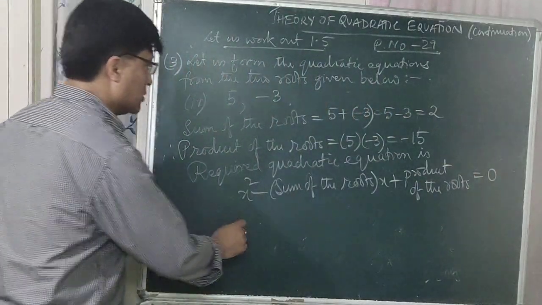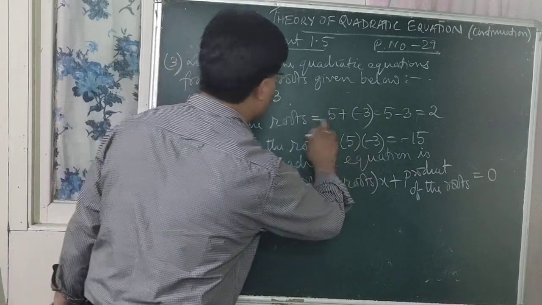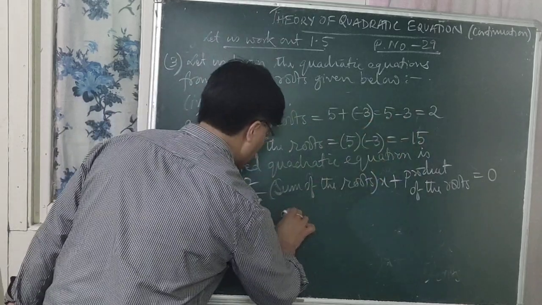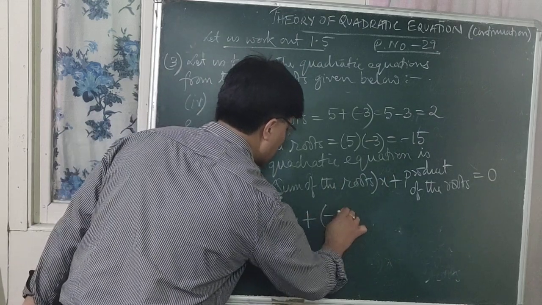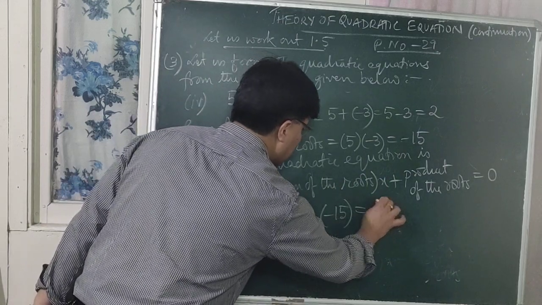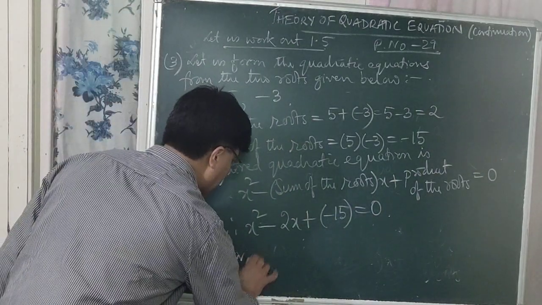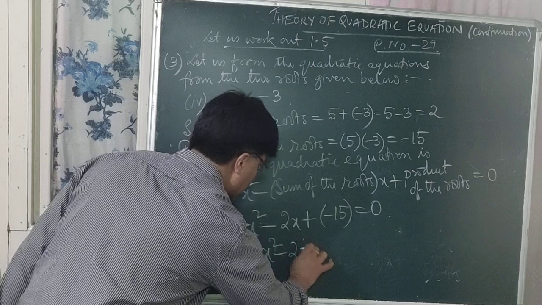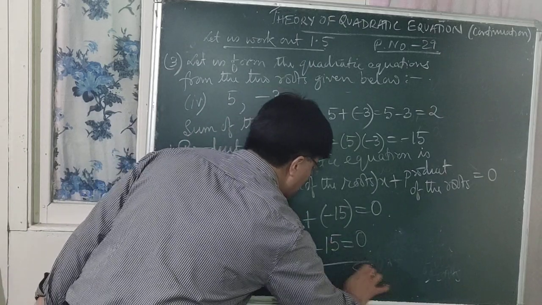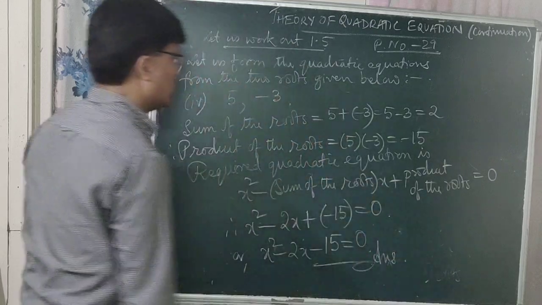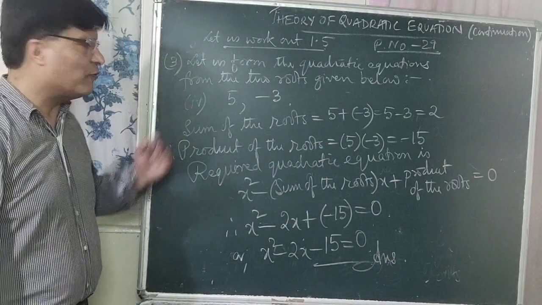Right? So therefore x square minus, what is the sum of the roots out here? Sum of the roots is equal to minus 2. What is the product of the roots? Plus, within bracket you write down minus 15, which is equal to 0. Or you can write x square minus 2x minus 15, which is equal to 0. So this is the required equation. So this is number 4.